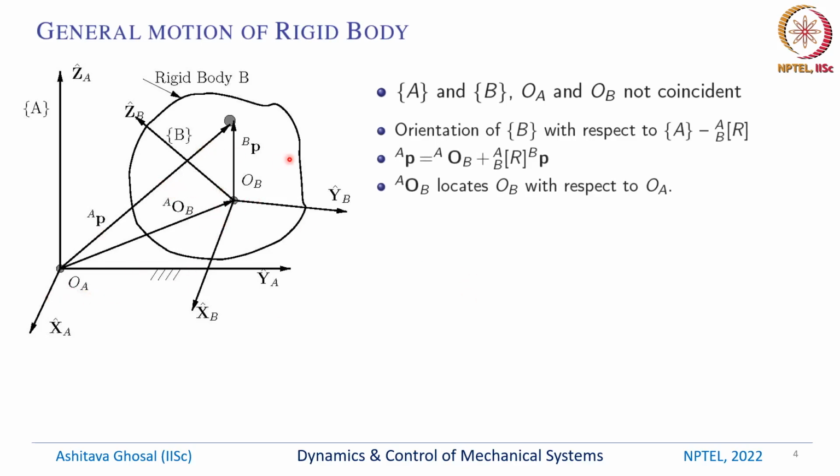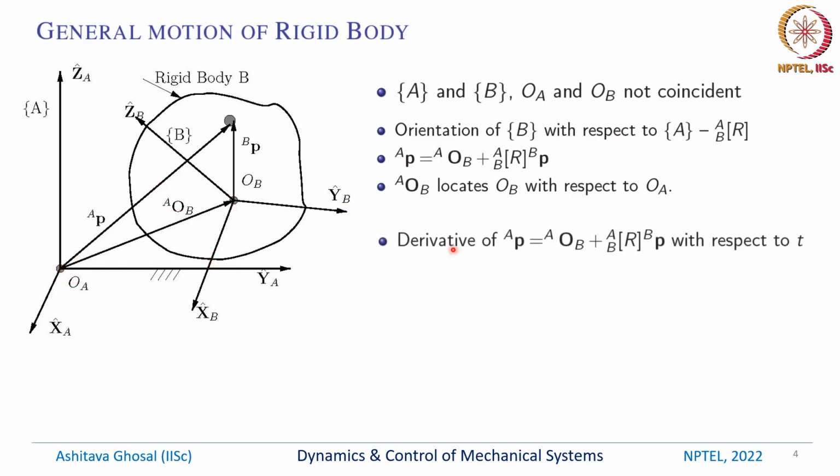So there is a rotation matrix associated with this rigid body. This is the rotation matrix B with respect to A, and we have looked at various ways of representing the rotation matrix. So for the moment we assume that there is a rotation matrix which is available. This vector AP can be written as AOB plus this vector, but pre-multiplied by ABR. Why? Because we need to make sure that both the vectors are in the same coordinate system. And as I mentioned earlier, AOB locates the origin of the B coordinate system with respect to the origin of the A coordinate system OA.